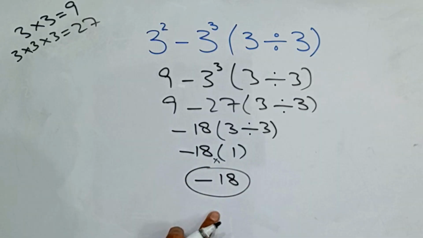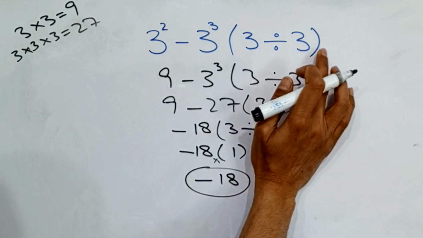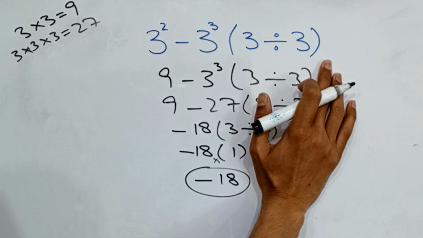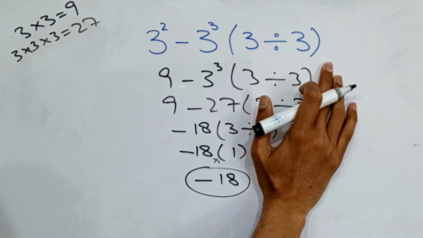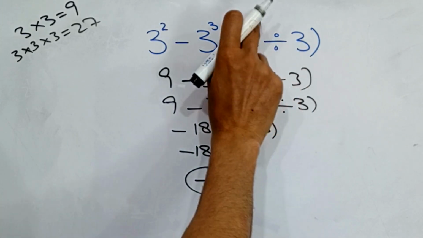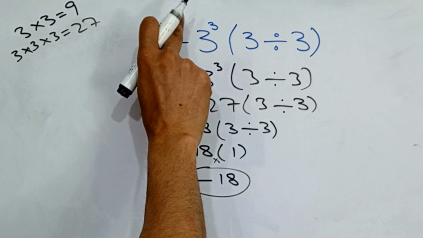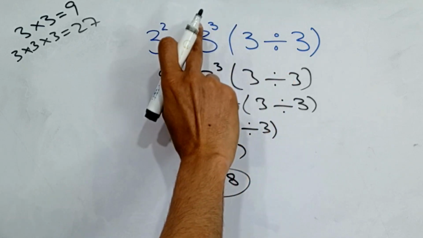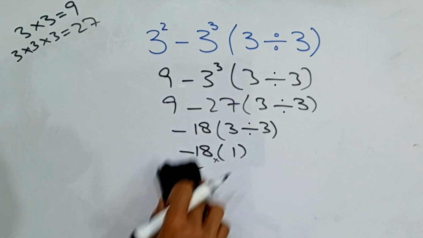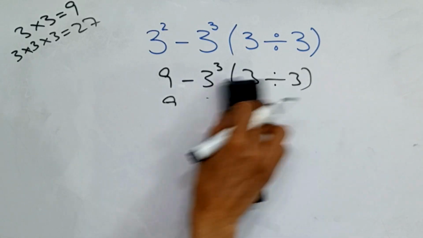But this is wrong. Why? Parentheses must be done before multiplication and division and addition and subtraction, right? After the parentheses, exponents, then multiplication, division, then addition and subtraction. So follow the order of operations. We use the PEMDAS rule.